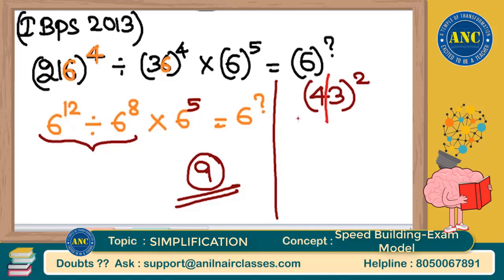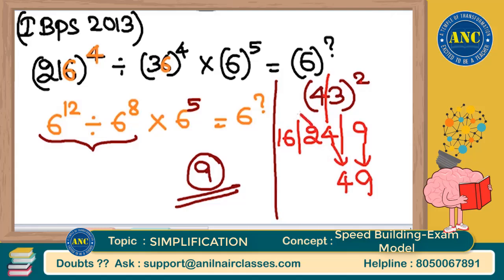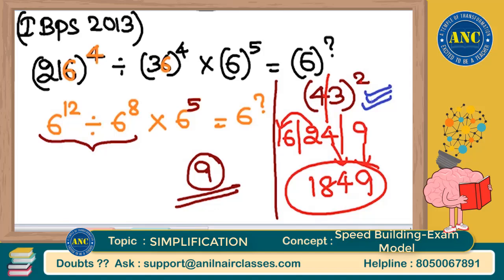Apply a plus b whole square. A square is 16, 4 square. 2ab, 2 into 4 into 3. It is nothing but 12 into 2, 24. And b square is 9. Take down the unit digit 9. Take down the unit digit 4. 2 carried. 16 plus 2 is 18. I taught you another method to find 43 square in a much easier format. This is some other method. You decide which method you want to use.